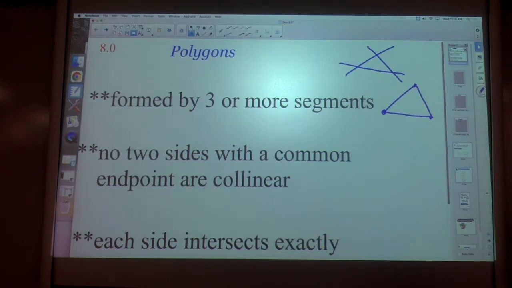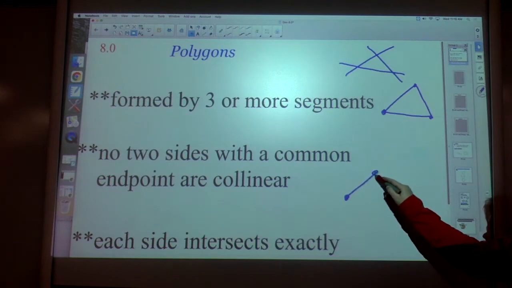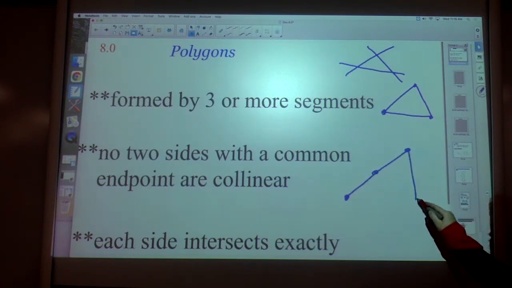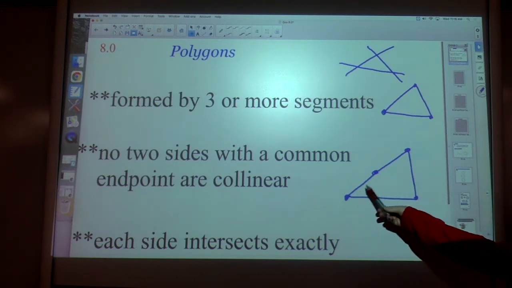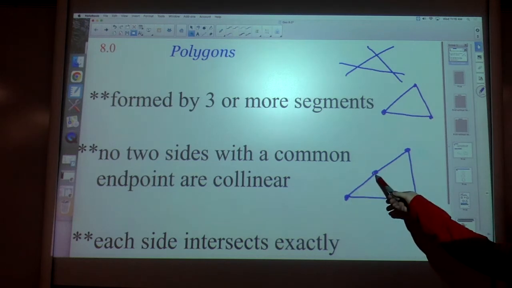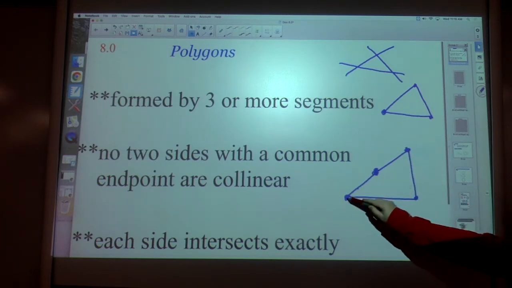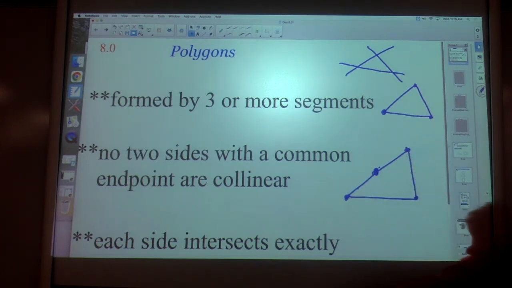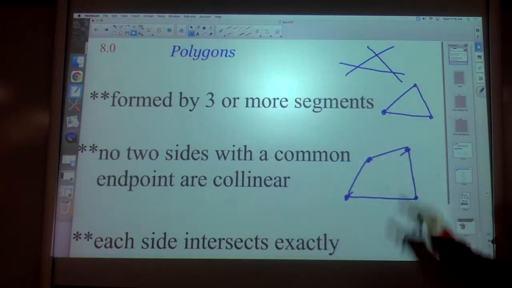No two sides with a common endpoint are collinear. You could not get away with calling this a 4-sided figure. It's only 3-sided. It's a triangle. It says no two sides with a common endpoint. Here's your common endpoint. Those two sides and those 3 points cannot be collinear. It's going to have to be non-collinear to make it another side.